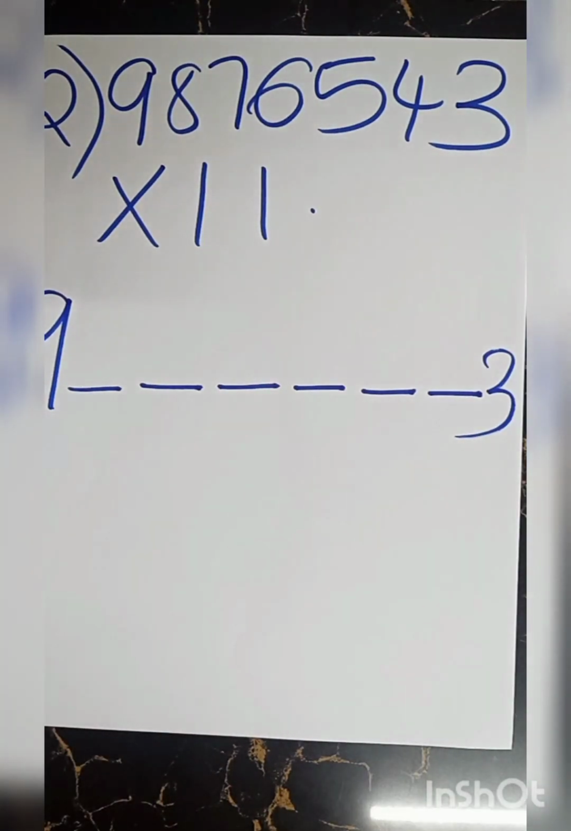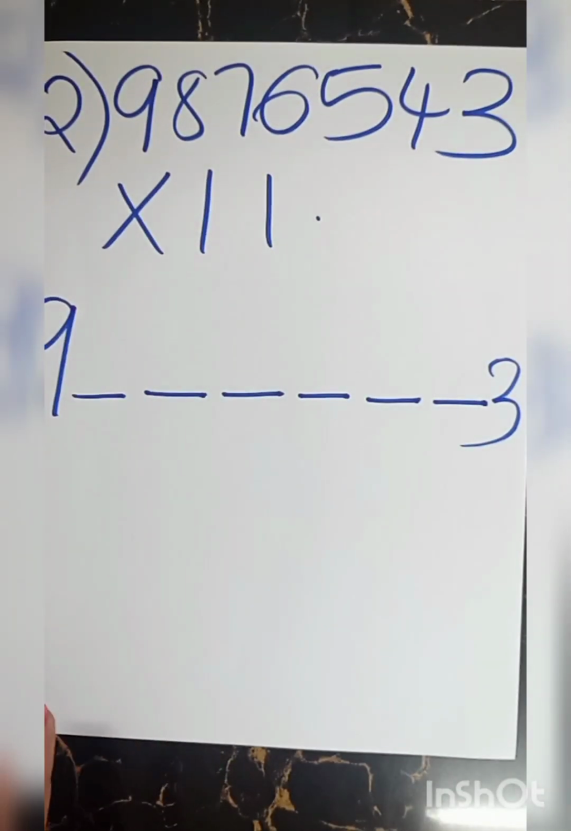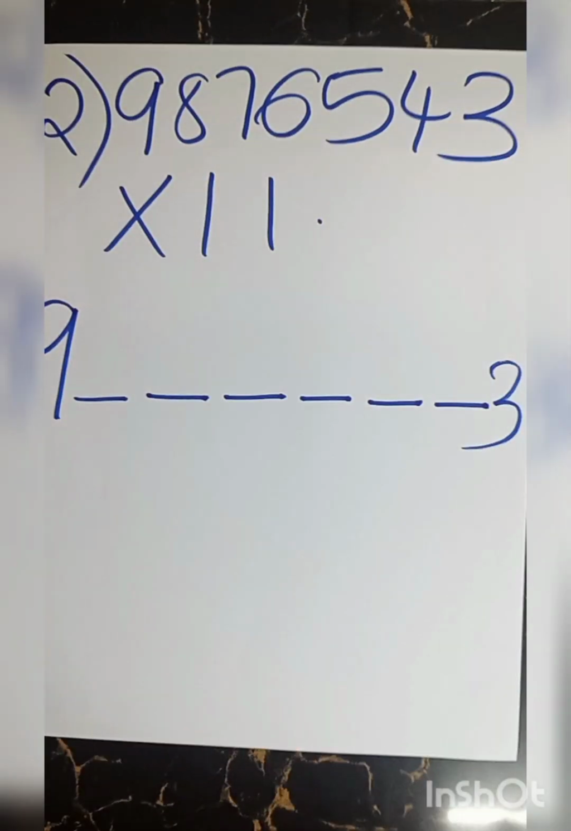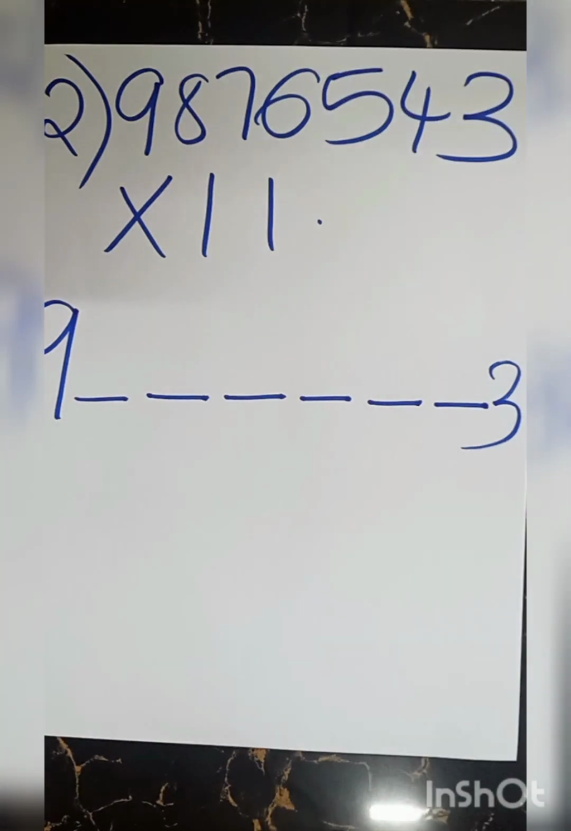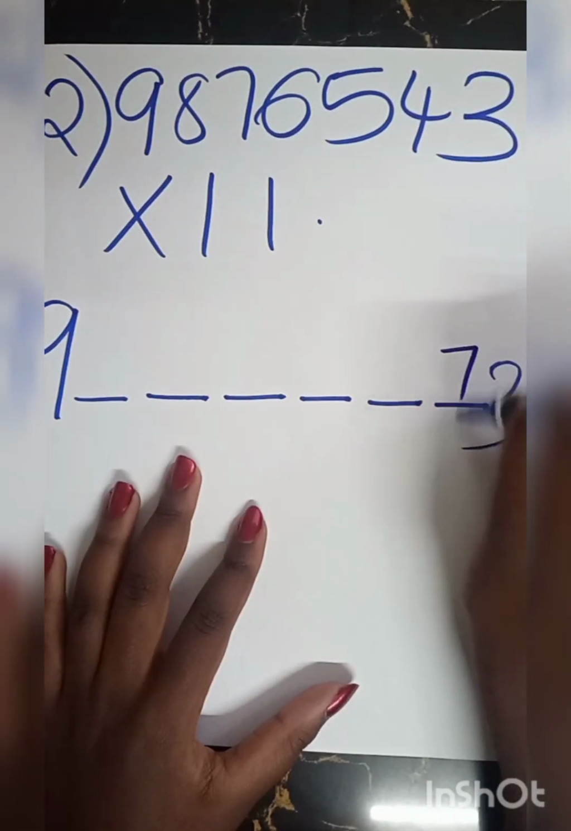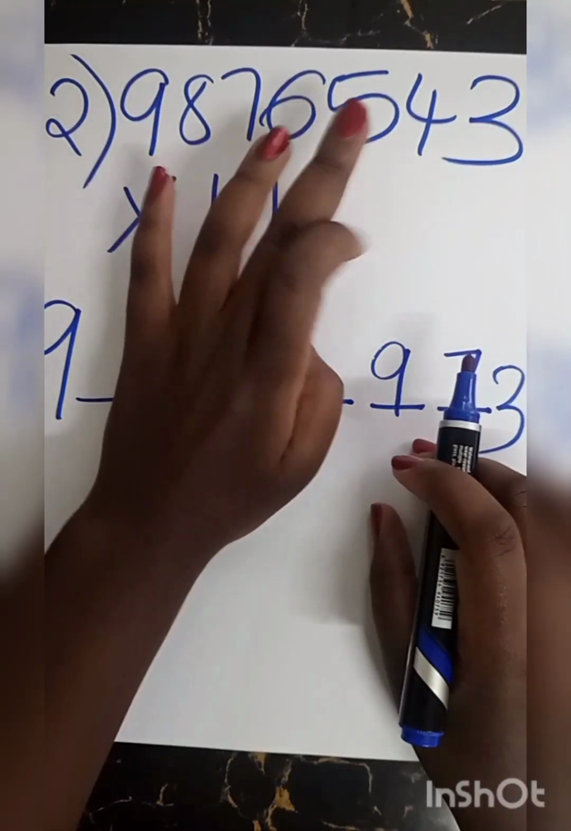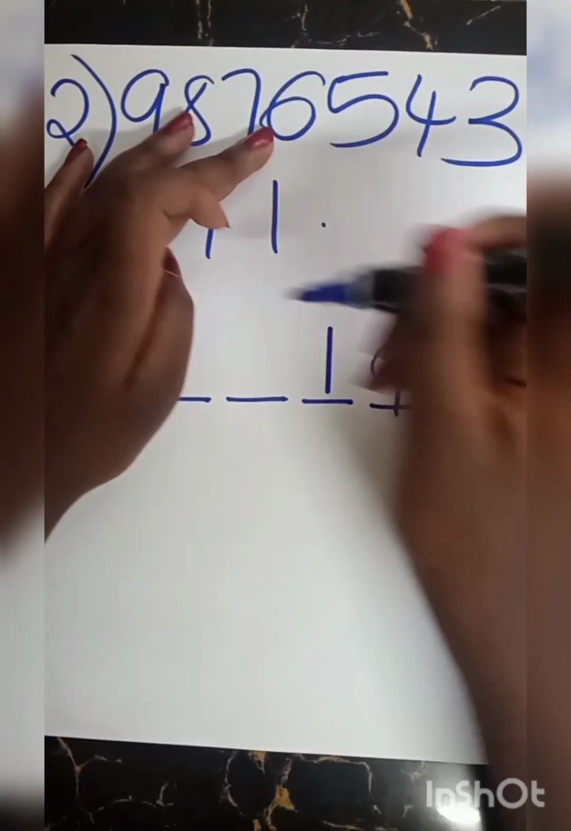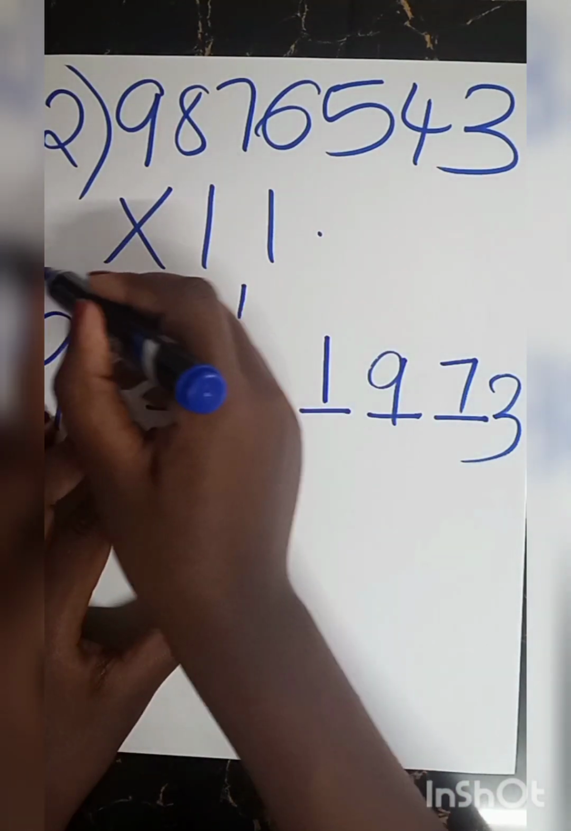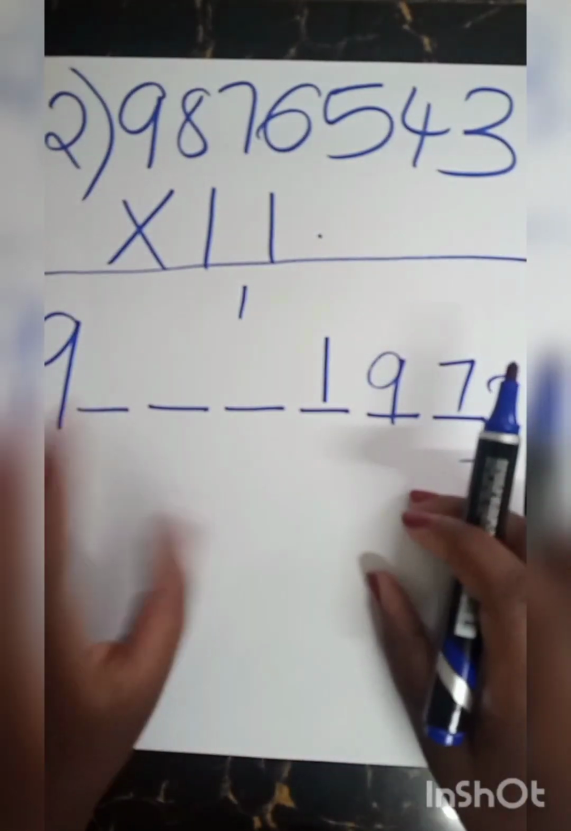So how do we fill these spaces? We add these numbers. Are we together? 3 plus 4 is 7. So we'll write a 7 here. 4 plus 5 is 9. So we'll write a 9 here. 5 plus 6 is 11. 1 carry 1. Let me draw a line to separate the question and the answer.